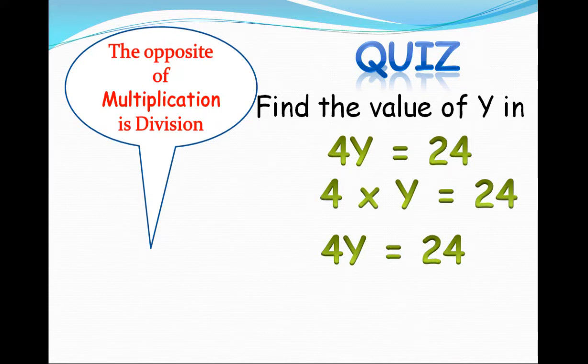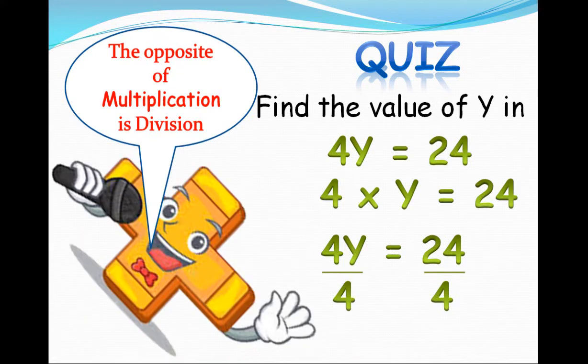Then that means I'm going to divide both sides by the value of 4. That's the coefficient. Then we have 4y divided by 4 is equal to 24 divided by 4. I'm dividing both sides by 4 because the opposite of multiplication is division. Then dividing that will get 6. That's actually why we are dividing.